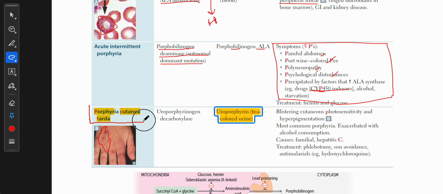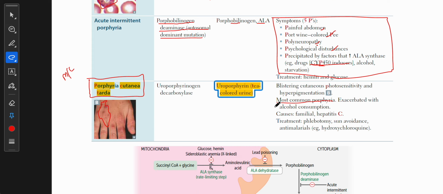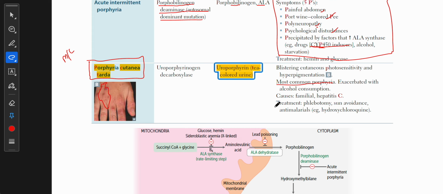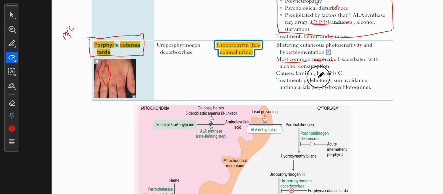This is the most common porphyria. You have to remember this. You can note it down. Most common porphyria out of all porphyrias is porphyria cutanea tarda. And also this is exacerbated with alcohol consumption. Acute intermittent porphyria is also exacerbated by alcohol consumption, and causes include familial, hepatitis C and HIV infection, and also treatment is phlebotomy, and phlebotomy is the excision of a specific part of veins, and then sun avoidance, antimalarials like hydroxychloroquine are treatment.